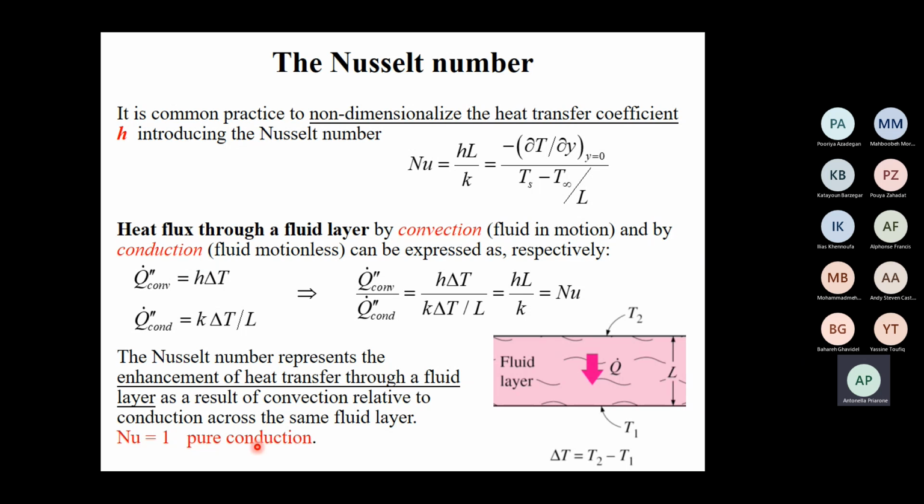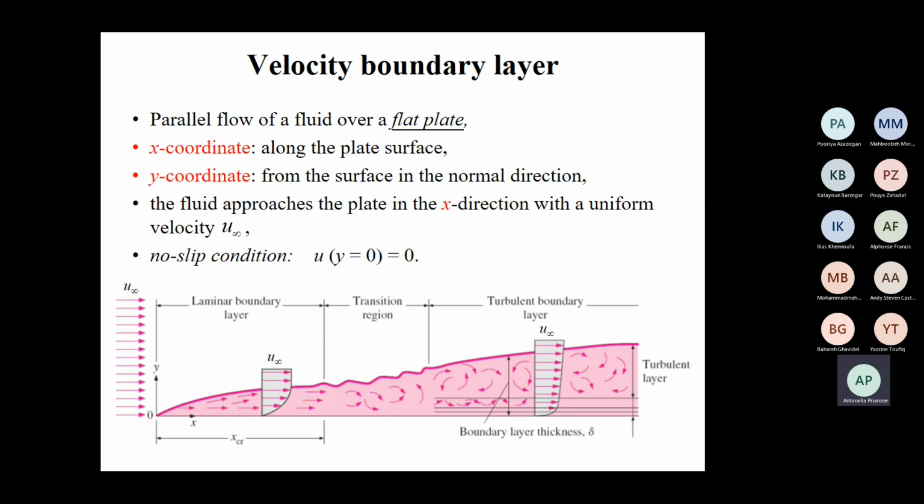Nusselt is equal to 1 for pure conduction. If I increase the motion of the fluid, increase the convection, its flux, Nusselt becomes bigger than 1. See? I have a question. You say that L is the characteristic length of the phenomenon. Yes. If we have a wall and, for example, air, yes. We are considering y equal to 0, so L is equal to 0.